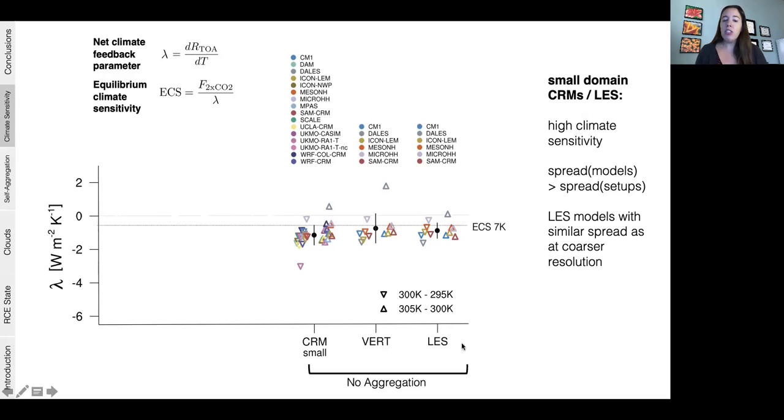We find that our small domain simulations that are unaggregated tend to have the equivalent of a high climate sensitivity, though again, remember that these models only have tropical deep convection, not other climate regimes. We notice, though, that there's pretty good agreement between our highest resolution models, the LES models, and their coarser resolution counterparts. And so that's interesting to see.